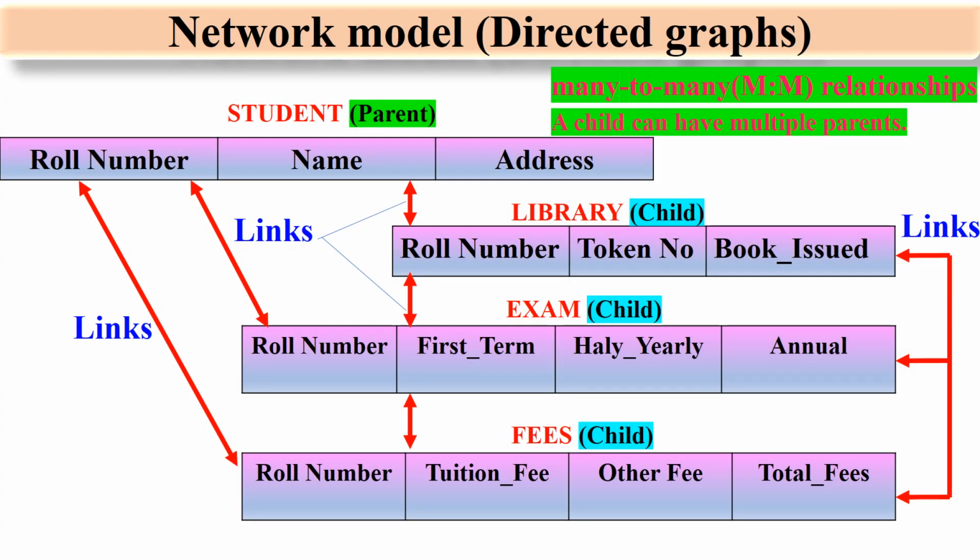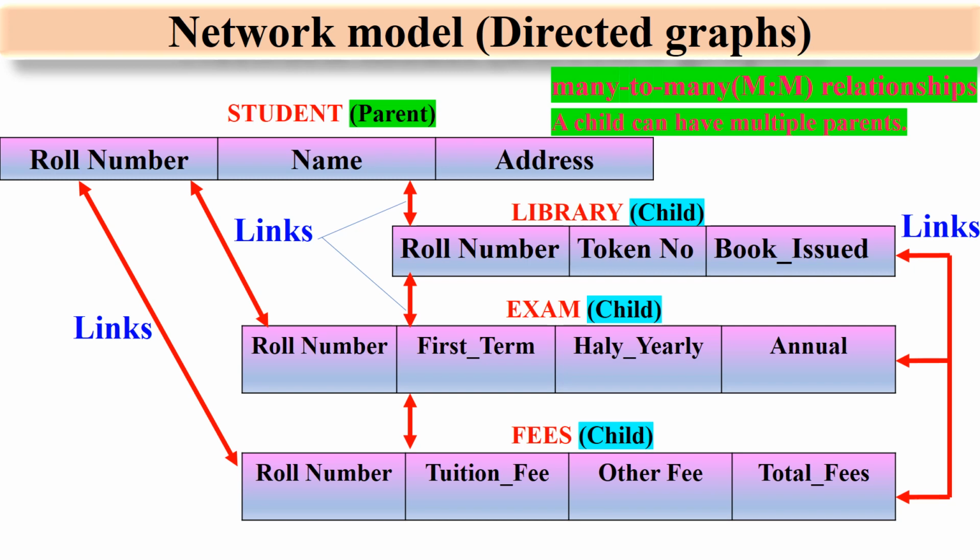We can see the network model here. It is clear that this model represents many-to-many relationships. It can be observed that the file exam is associated with three tables: library, fees, and student. Thus, this model shows that a child can have more than one parent.